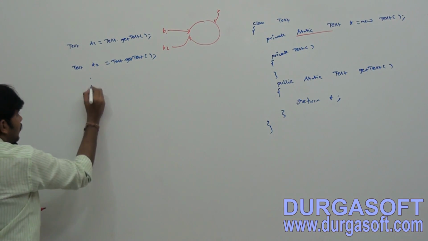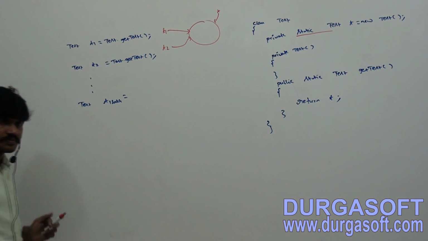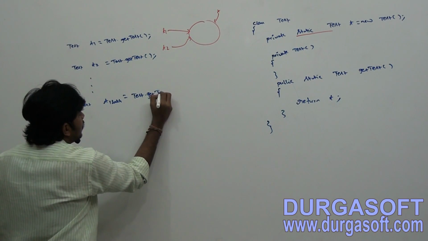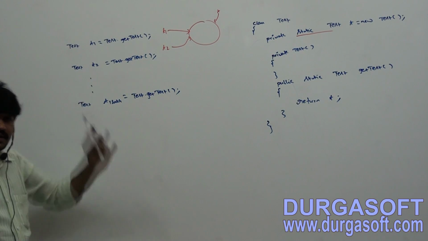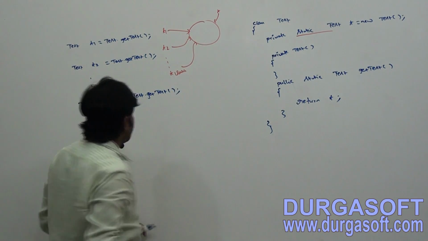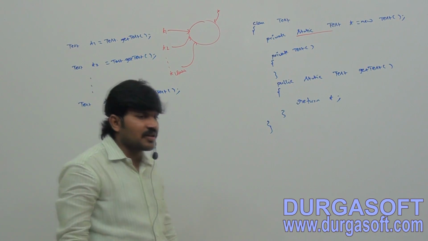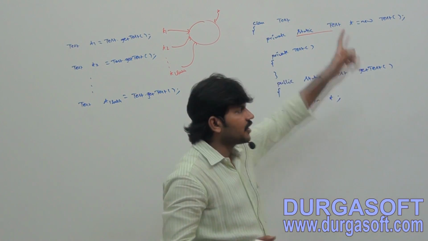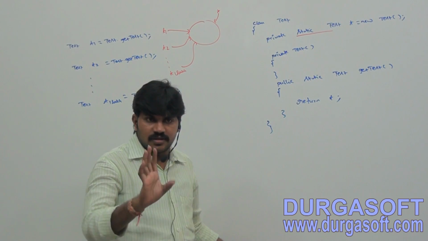Test t 1 lakh is equal to Test dot getTest. You can call the getTest method 1 lakh times also. It is always going to return the same object. Now can you tell how many Test objects got created? Only one Test object got created. At any point of time, for my Test class only one object can exist. That's why the Test class is a singleton class. This is one approach.